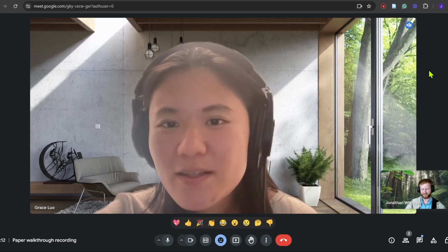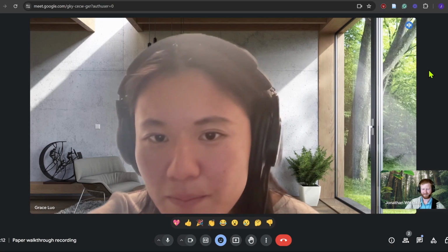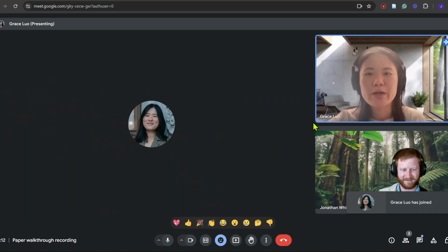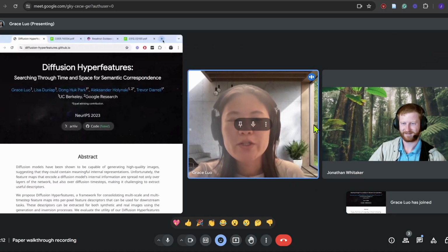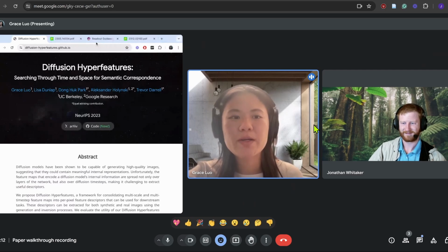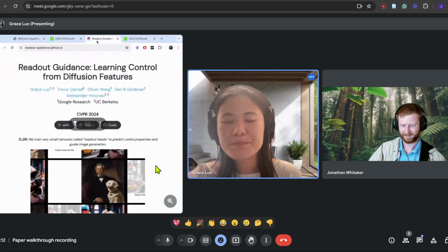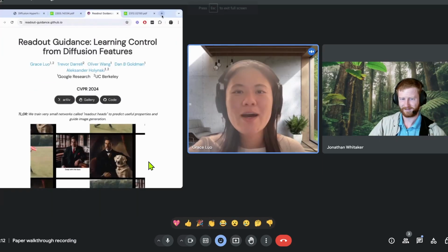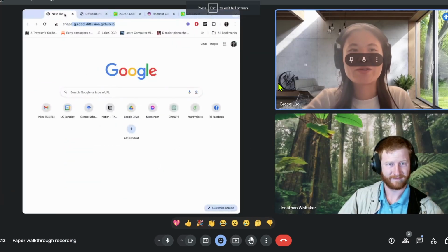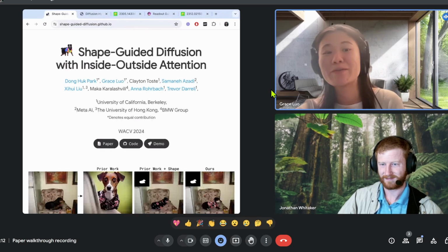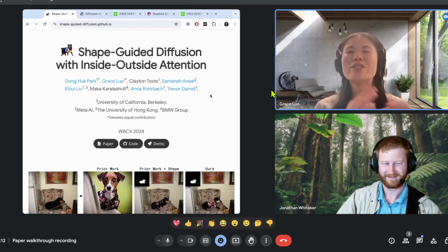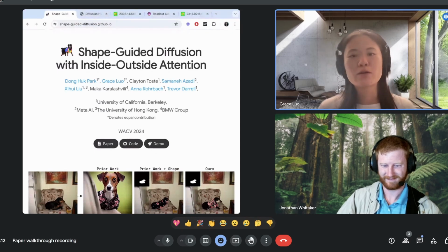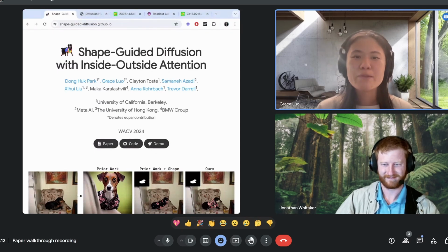Yeah, so I guess I'll share my window. Maybe I'll do even a more historical view. So I prepared two papers, our Diffusion Hyperfeatures paper and Readout Guidance paper, for different ways in which we probe the internals of diffusion models. But actually, there's this paper that maybe is a bit lesser known that I also did in my first year of the PhD, which I think was the jumpstart into this whole internal representations of generative models idea. So I'll just start there.